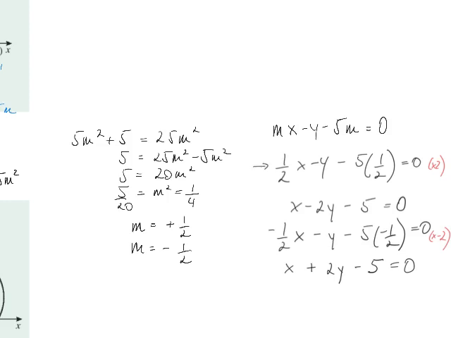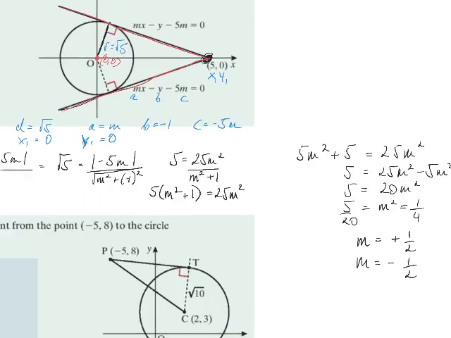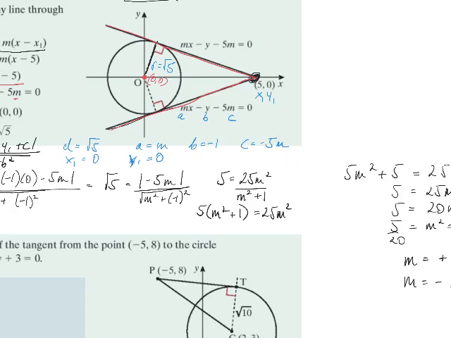This and this are the two equations for the tangents to the circle starting from the same point.